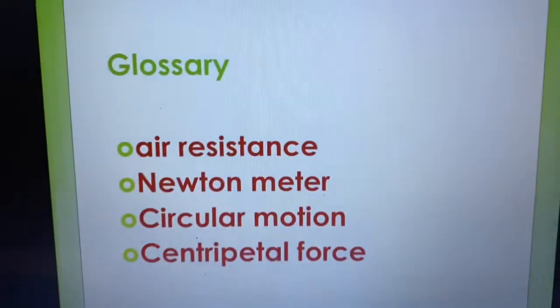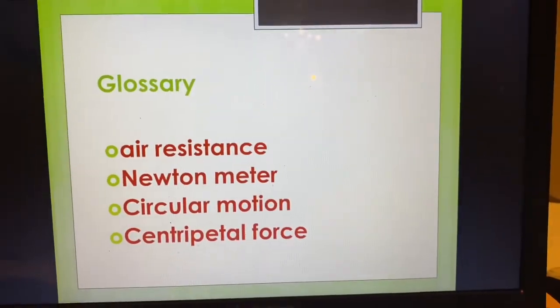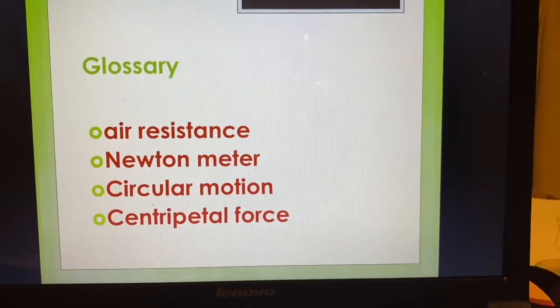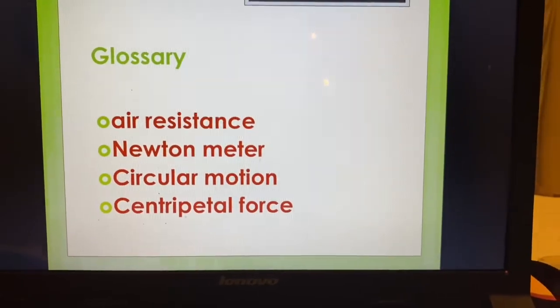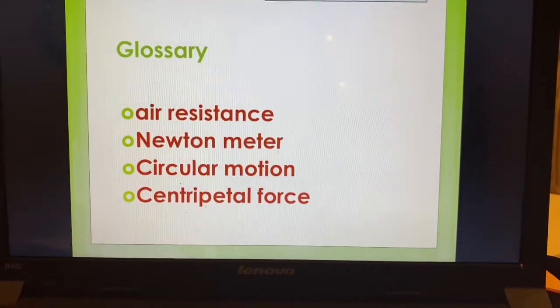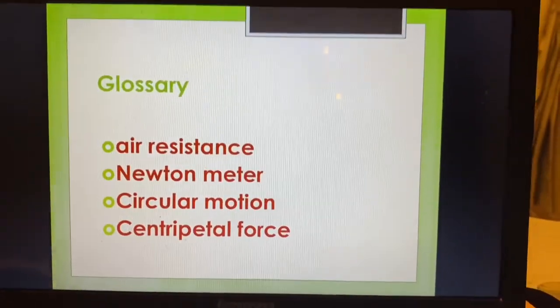In today's glossary, the new words you will learn are air resistance, Newton meter, circular motion, centripetal force. Okay, these are the new words for today.